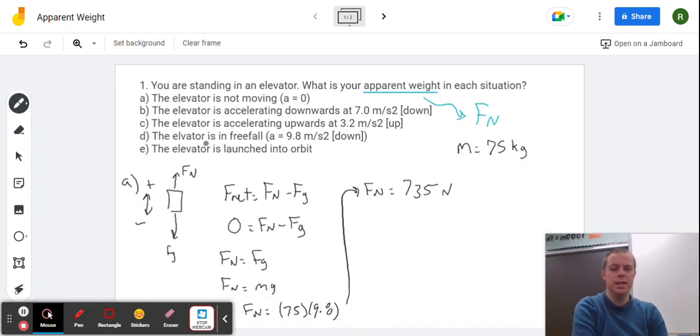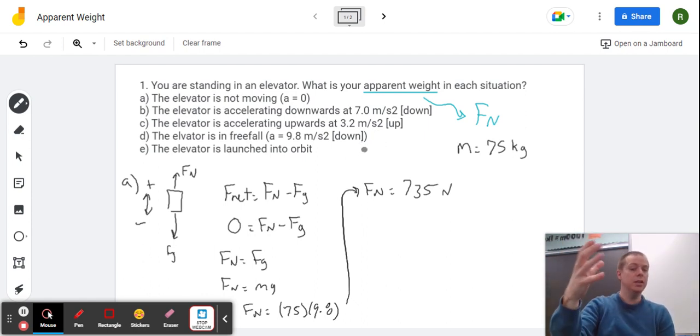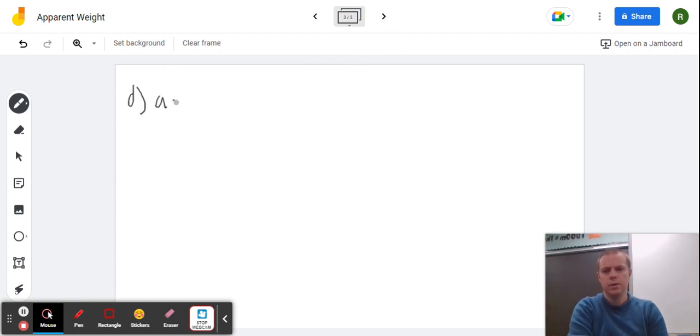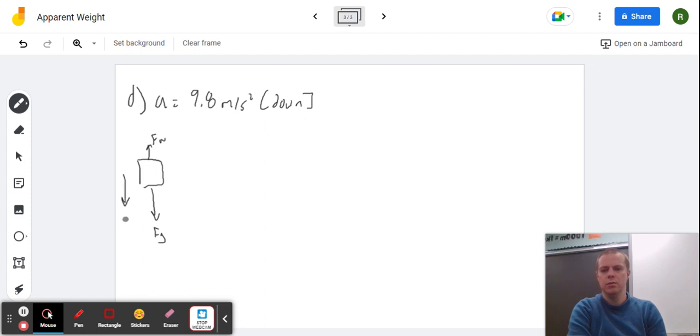Part D says the elevator is in free fall. So the cable snaps, the elevator falls. The elevator is falling at the same rate of gravity, so in that situation, acceleration is 9.8 meters per second squared down. We have our elevator, our force of gravity, our normal force, and we are headed down, so I'm going to make down positive. So net force is going to be Fg minus Fn.